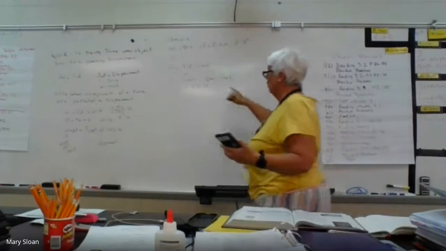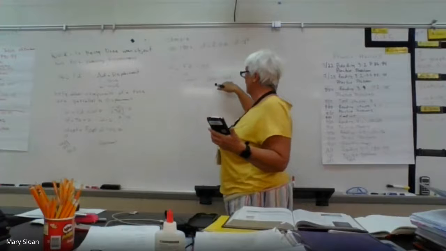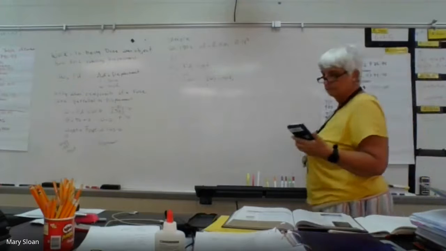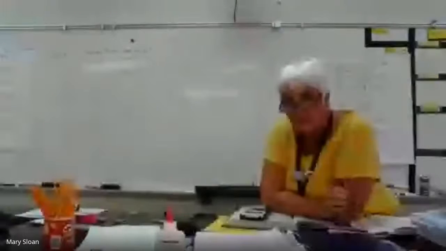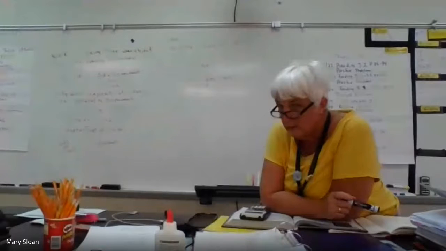So Bailey, you're going to do 190 over 8.0 cosine 18. I got 22.6. Okay, so tell me what you put in your calculator. First of all, did you change your calculator mode to degrees? Yes, ma'am. Okay, so tell me what you put in. I put in 190 over 8.0 times cosine 18. And you got what? 22.6. I got 24.97. That's what I got.